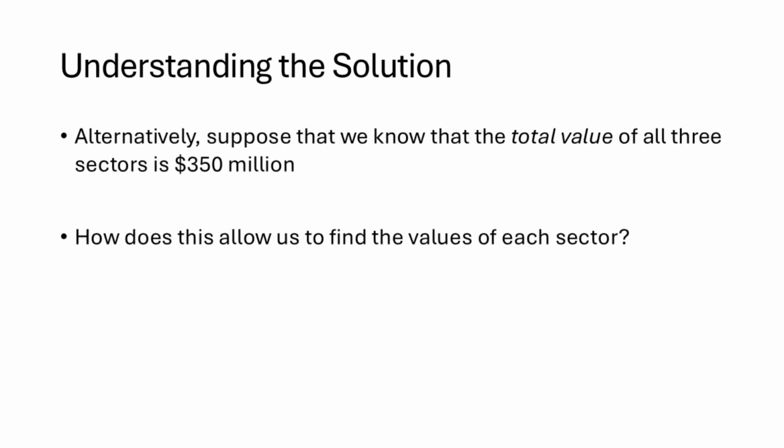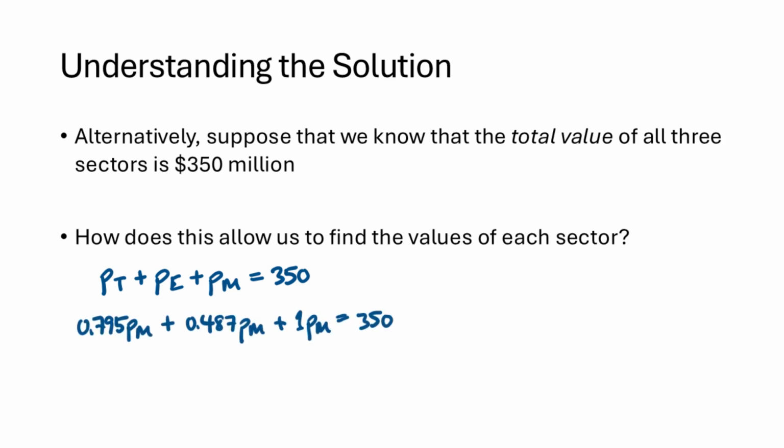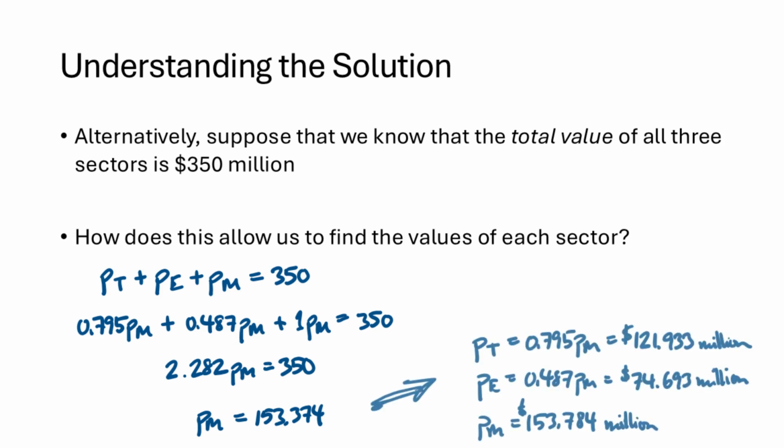Alternatively, what if we happen to know that the total value of all three sectors was $350 million, just like it was in the example that we talked about earlier? How does that allow us to find the values of the sectors? Well, what we're being told is that pt plus pe plus pm is 350. We've got formulas for pt and pe from our solution, so we substitute those in. Adding up the left-hand side gives us 2.282 pm equals 350. Divide both sides by 2.282, and we get the equilibrium price of mining, in this case, being 153.374. Plug that back into our formulas for pt and pe, and that gives us our three equilibrium prices.